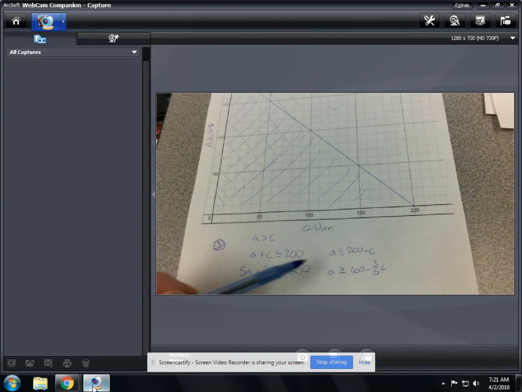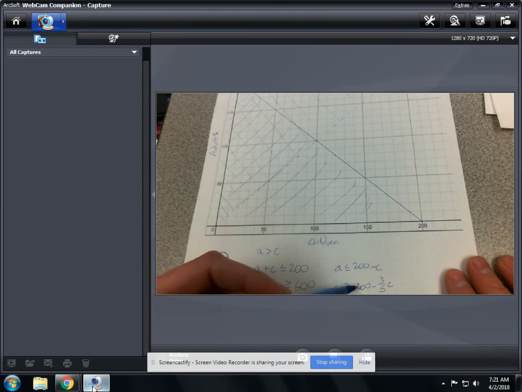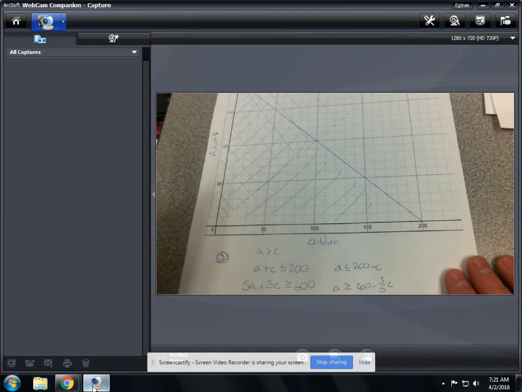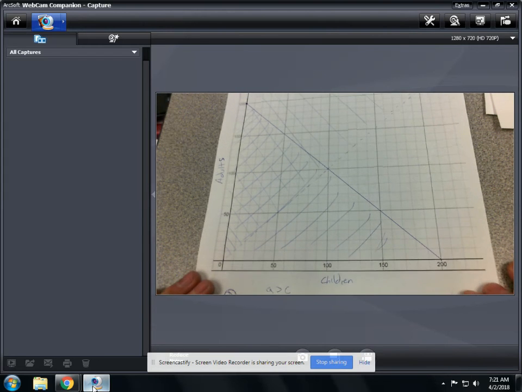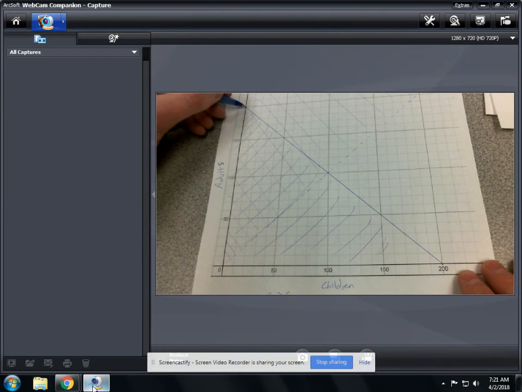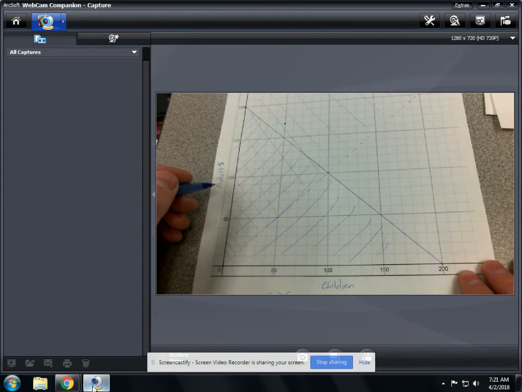And the last inequality, A is greater than or equal to 200 minus 3/5 C. So again, y-intercept of 200, slope of -3/5. So let's see, that would be like down 30 over 50, because I'm going by tens here. It looks like 10, 20, 30, 40, 50. Yep. So down 10, 20, 30 over 10, 20, 30, 40, 50. There we go, right there.